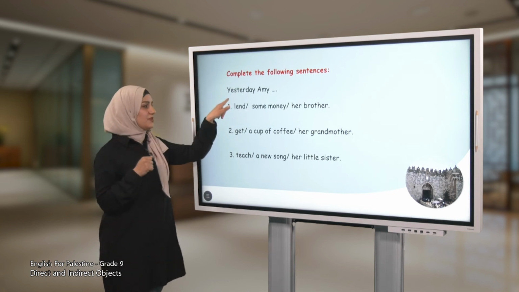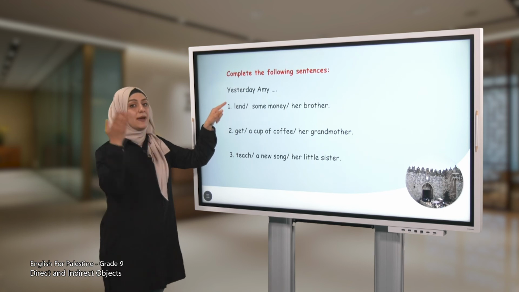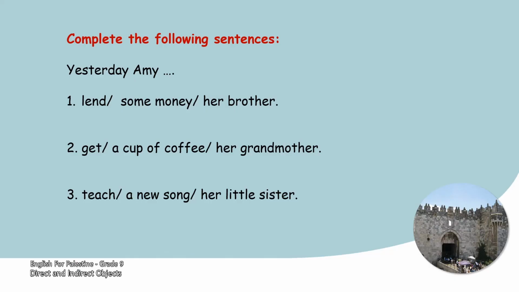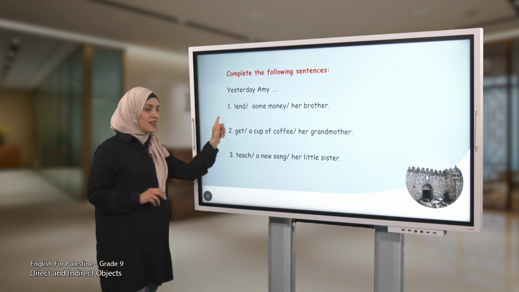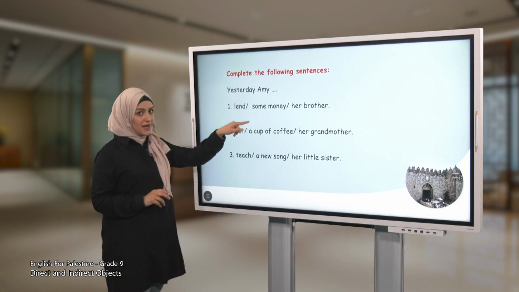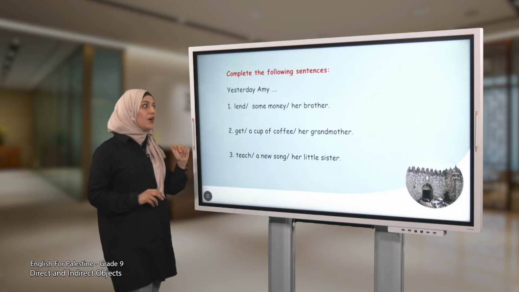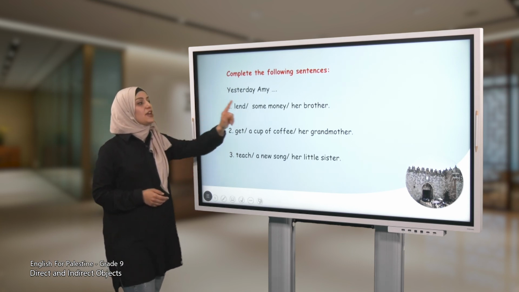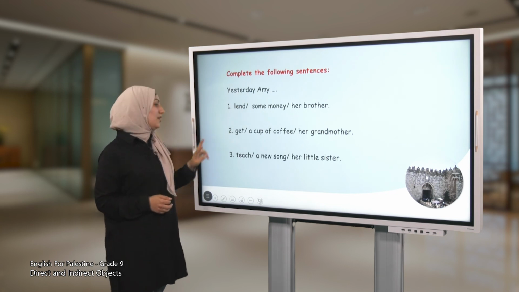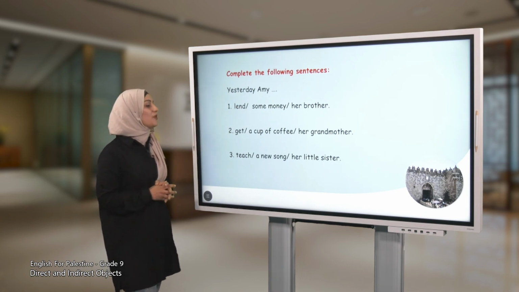Yesterday, notice, yesterday, so we should talk about the past. Yesterday, Amy lent some money her brother. How can we complete this sentence? You can complete it in two different ways. We can say, yesterday, Amy lent some money to her brother, or we can say yesterday, Amy lent her brother some money. Now I will leave the last two for you.